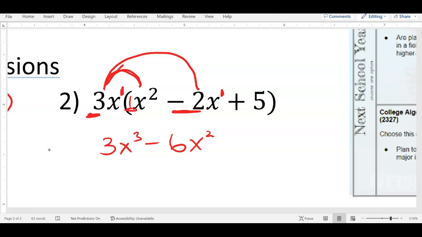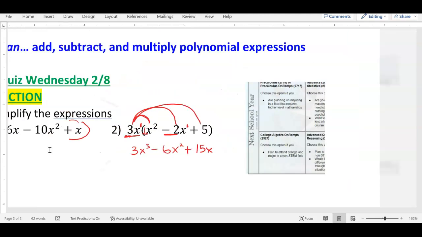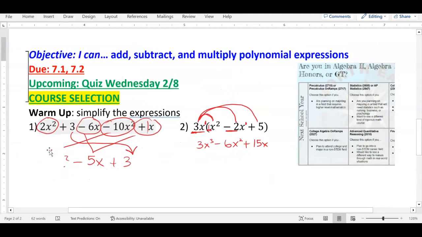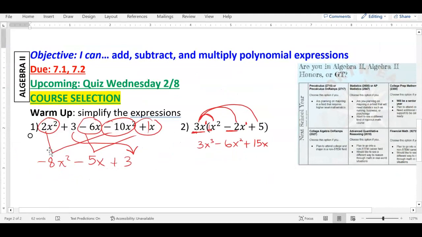And then last one, 3x times 5. Okay, 3 times 5 is 15. Don't forget that x goes with it, right? It stays with it. That is simplified because you've multiplied into the parentheses. That's it. None of those can be combined because they all have different exponents, right? Okay. That's our warm-up for the day. Now, we did that on purpose because you're using those skills on the notes today.